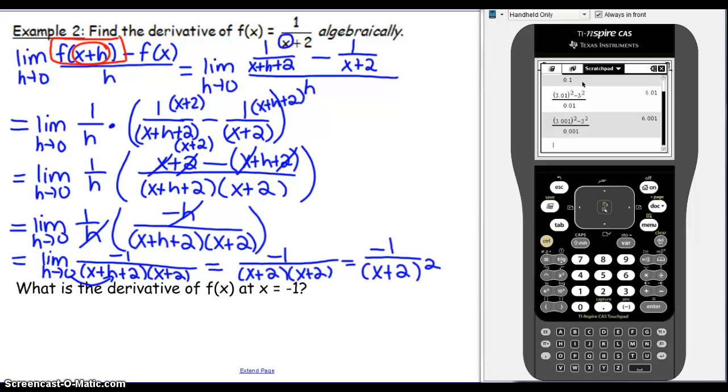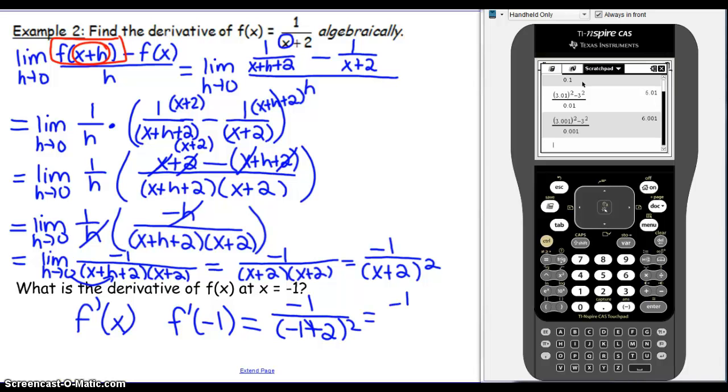And then, if they gave us a function value, like what is the derivative at x equals negative 1, if we haven't discussed this already, the notation for derivative is f apostrophe x, but in math world we pronounce that f prime of x. So we want the derivative at negative 1, and so we're just going to plug negative 1 into that function we just found. Which gives me negative 1 over 1 squared, which is just negative 1 over 1, which gives me negative 1.